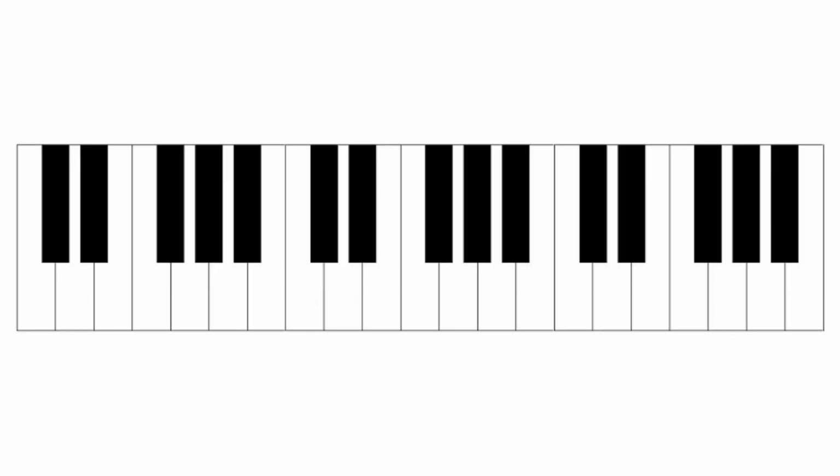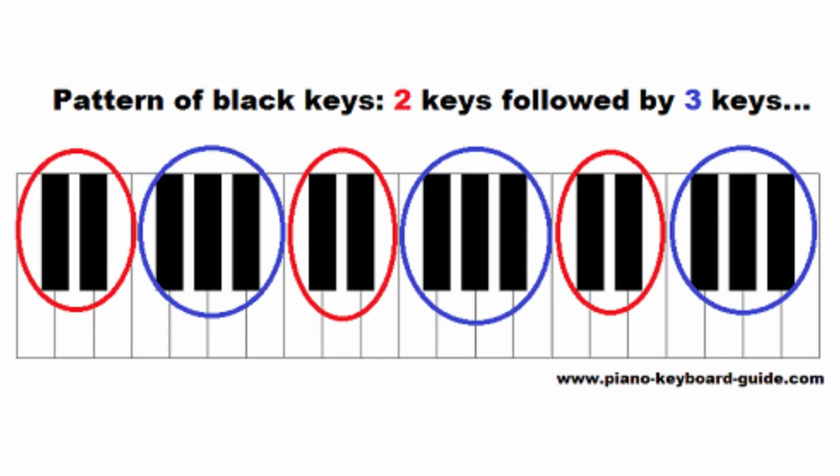Take a look at this unlabeled piano keyboard diagram. Do you see the pattern of the black keys? If you look closely, you will notice that the black keys follow a pattern of 2s and 3s. It's a pattern of 2 black keys, followed by 3 black keys, followed by 2 black keys, followed by 3 black keys, and so on. The same applies to every piano keyboard.